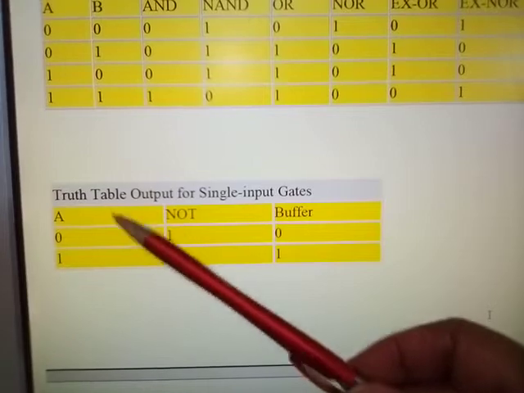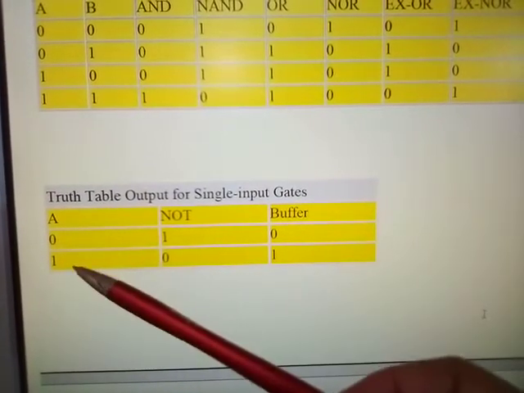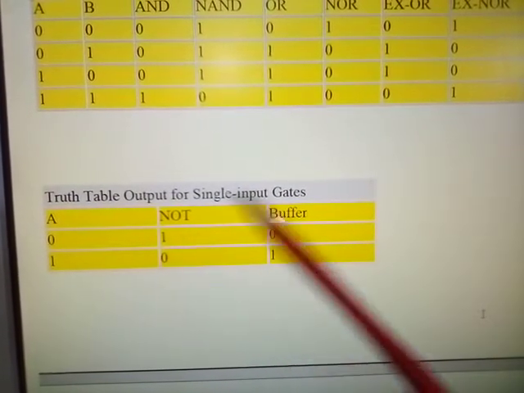And here we have truth table output for single input gates, NOT, etc. And that is simple enough to understand.